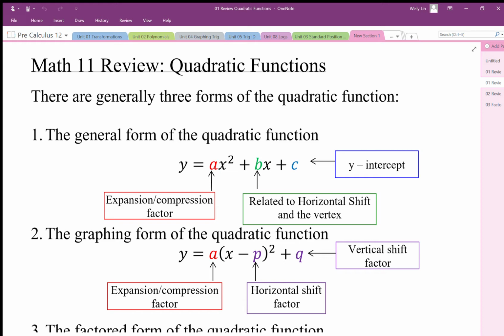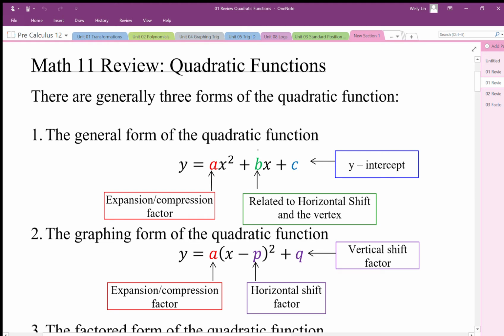c. And with all forms, this a factor, this a here, represents a vertical expansion compression. So the bigger a is, the taller the parabola tends to be. And if it's smaller than 1, it's what we call a vertical compression. The c value here is related to the y-intercept. Just like with the mx plus b, that plus c is the y-intercept. Okay, so if we let x equal to 0, we're left with c.